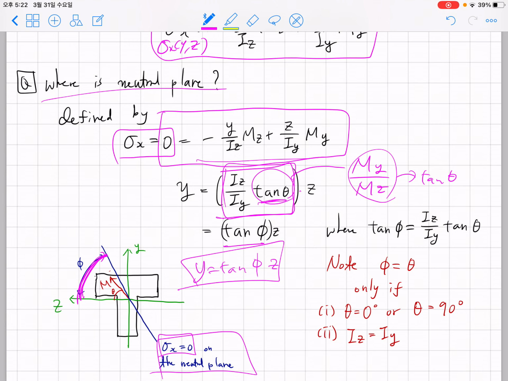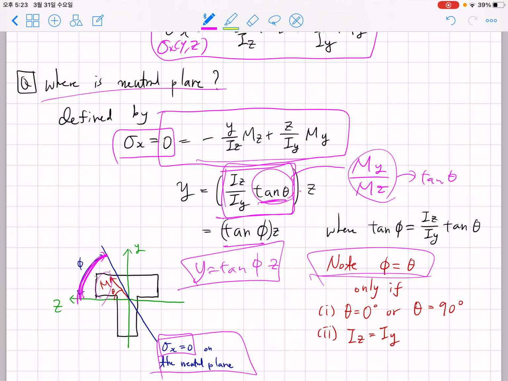Until now, when we applied moment M, the vector always went through the neutral plane. However, for this asymmetric loading problem, please don't confuse that. We are not doing asymmetric loading over an asymmetric cross section. We are doing asymmetric loading for a symmetric cross section. Okay, so for most general cases, when M is not parallel to the principal axis, what you can expect is M will not go through the neutral plane. And of course, we can obtain the condition when M goes through the neutral plane.